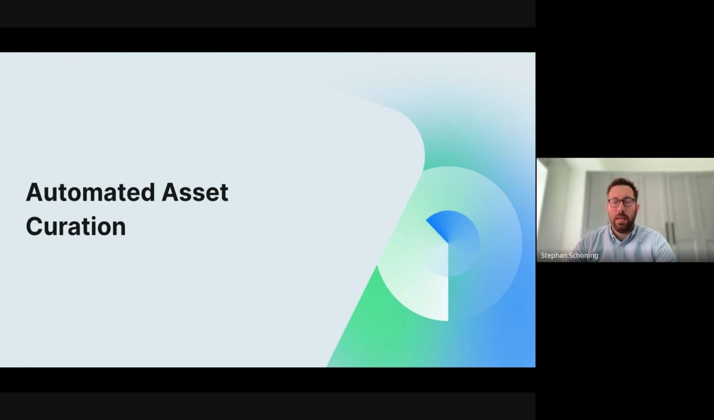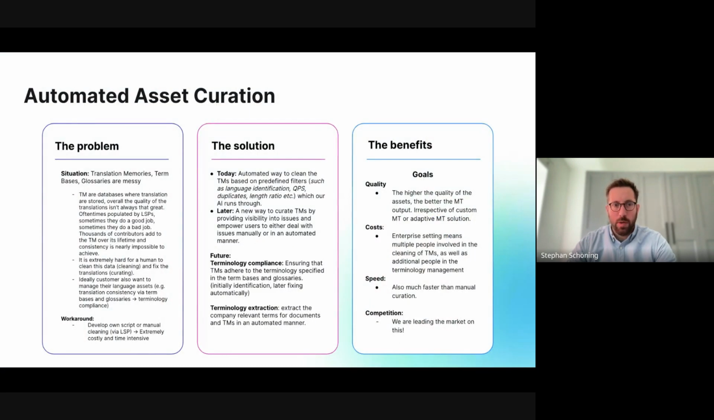Asset Curation is basically a capability within custom AI to clean your translation memories. All right. So what is the situation? Translation memories are assets, especially for LSPs, but also for internal translation teams on the client side. But because they work with so many different vendors, they tend to get messy, and they get bigger and bigger. Oftentimes they're not really cleaned a lot, and they are just not what you would describe as a clean database.